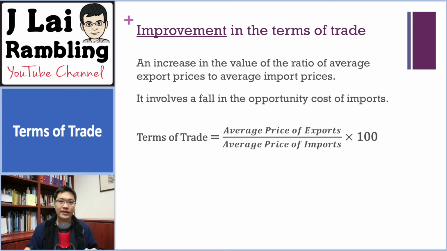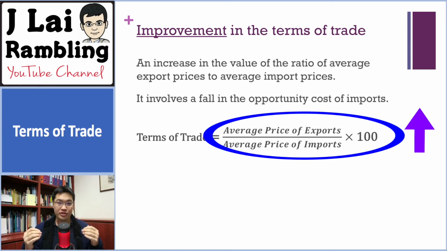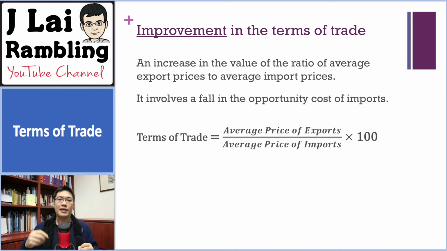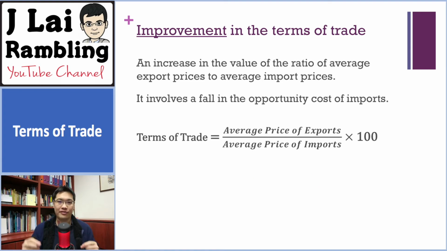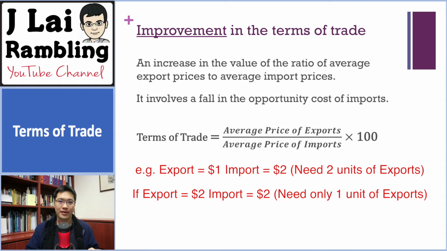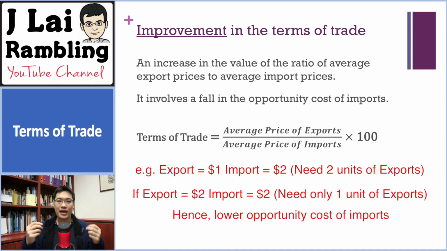Therefore, if the prices of exports increase, okay, which leads to an increase in the value of the ratio, which is an improvement in terms of trade, that means that for every import that you buy, you would not necessarily need as much exports to cover that import. I repeat again, when the price of exports increases, okay, let's say it doubled, then you only need half the amount of exports to cover the same purchase of imports, assuming that quantity stays constant.